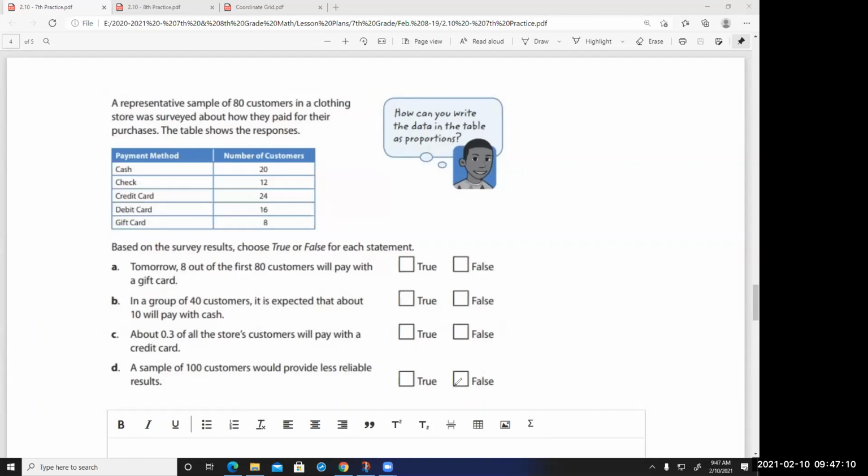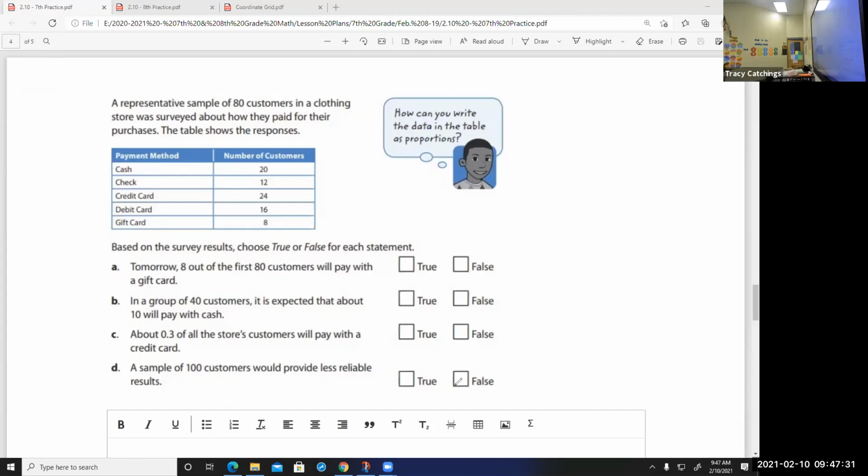A representative sample of 180 customers in a clothing store was surveyed about how they paid for their purchases. The table showed the responses. Based on the survey results, choose true or false for each statement. Thank you, Kennedy. You're welcome.